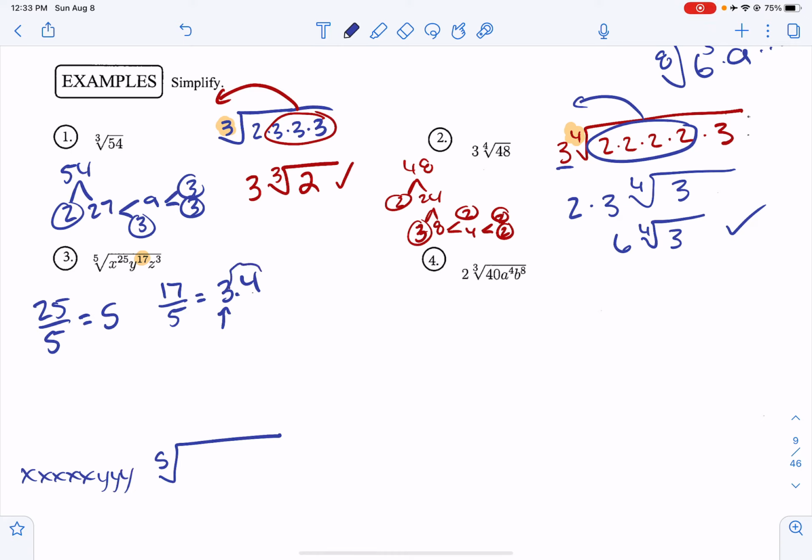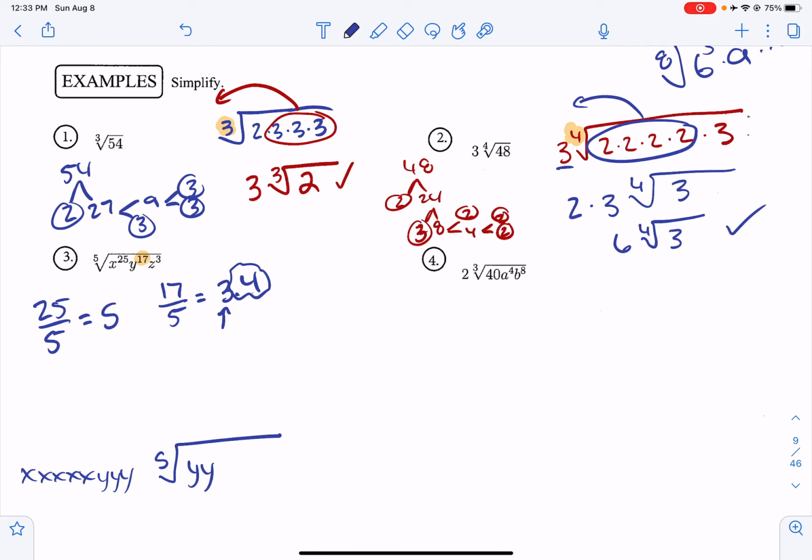But this 0.4, that represents the leftover Y's on the inside. Well, if I took out 15 and I started with 17, well, that just means I've got 2 Y's left over on the inside, okay?